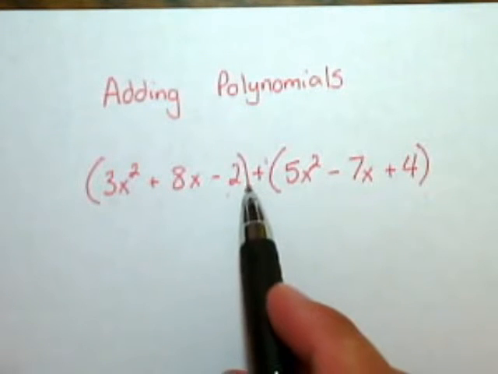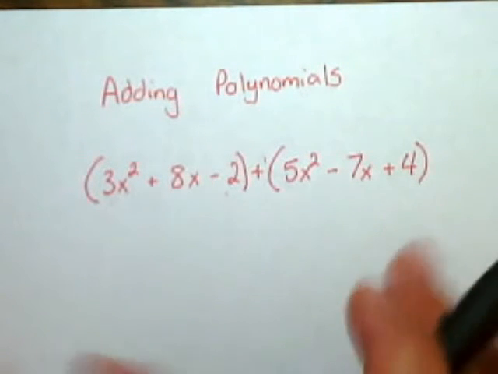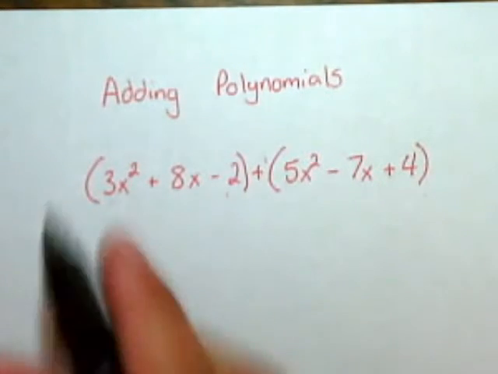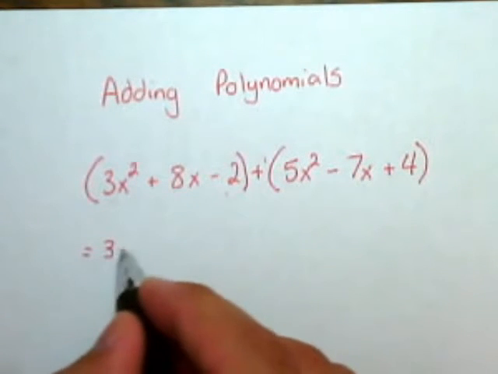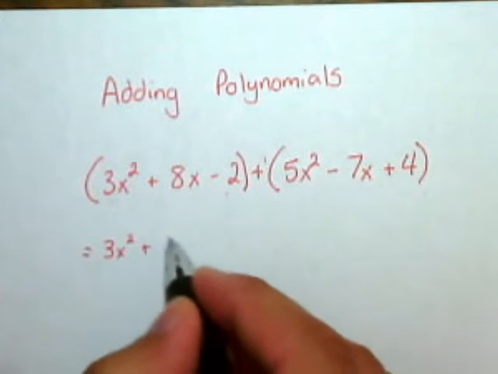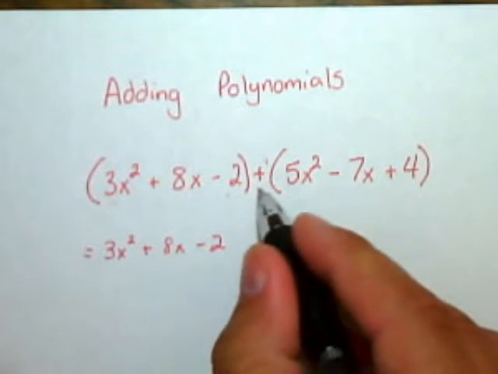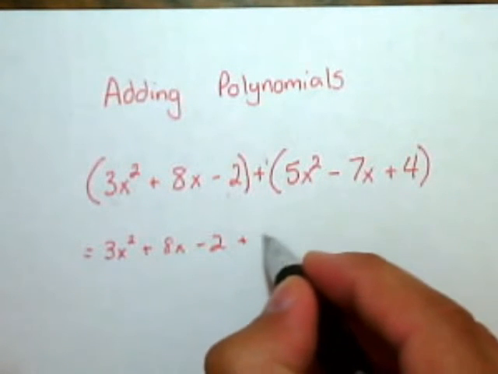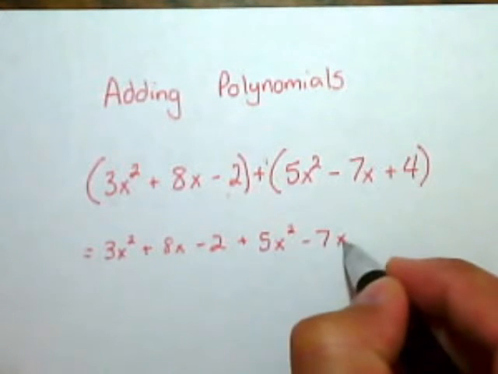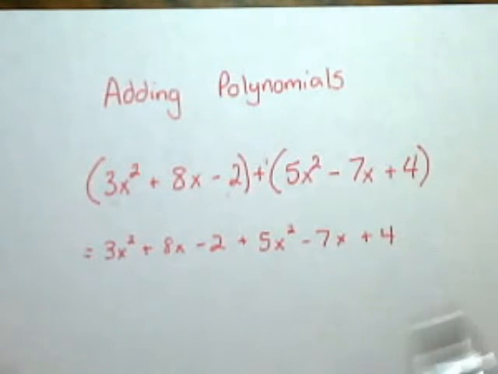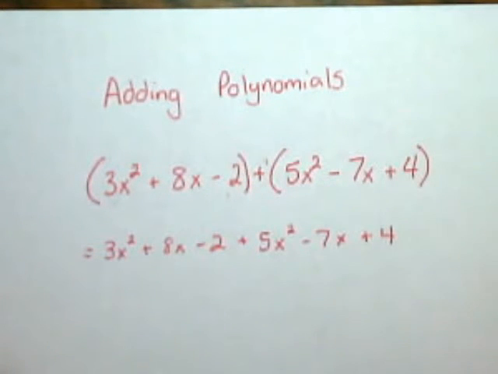Now what we're going to do is, step one when adding polynomials is to drop the parentheses and bring everything down. So that's what we're going to do here. We're going to put our equal sign. We're going to drop the parentheses and bring everything down. So 3x squared plus 8x minus 2. We're dropping the parentheses. This is a positive 5x squared minus 7x plus 4. Again, all we did, because it's addition, is drop the parentheses and bring everything down.